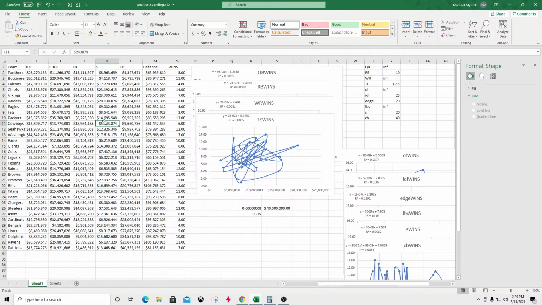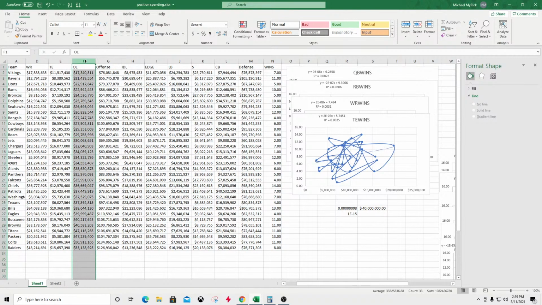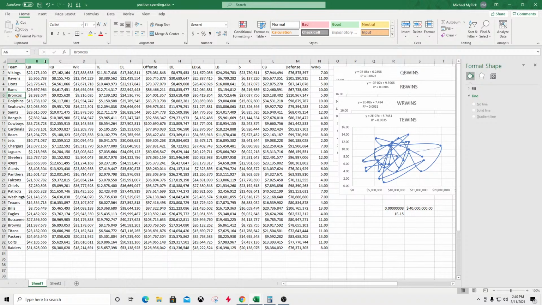How much are they spending on O-lines on average? Alright, hold on. Average O-line is 30 million, 33. Average linebackers are 13. So if you use my formula, you definitely have to use a budget.